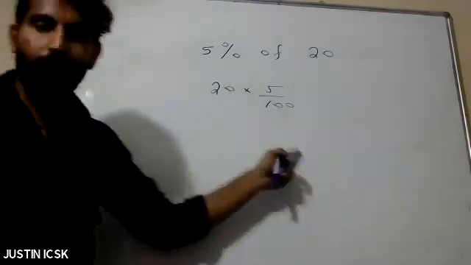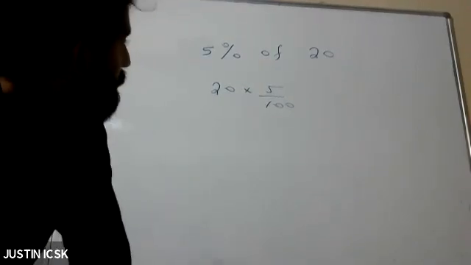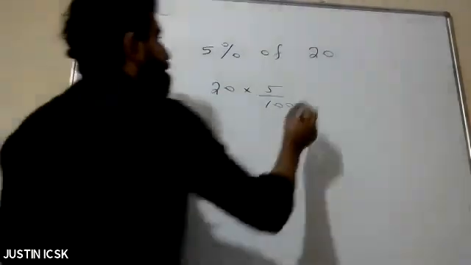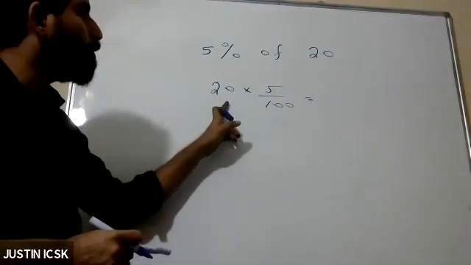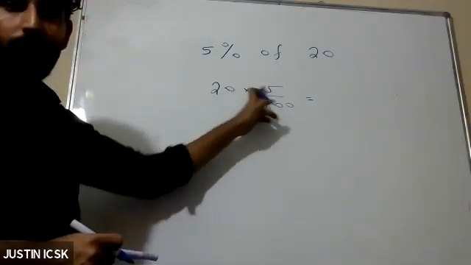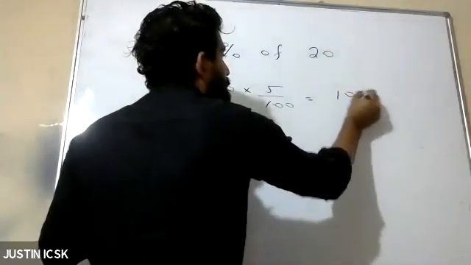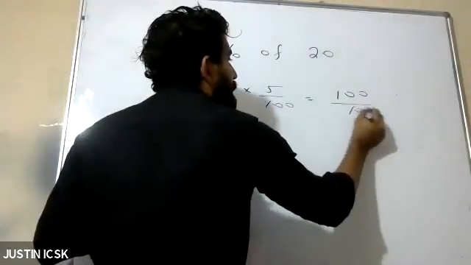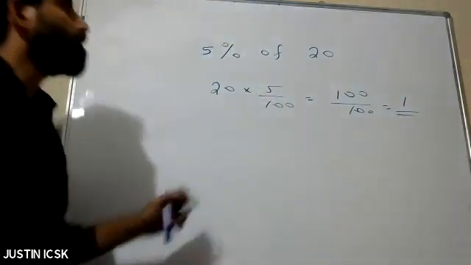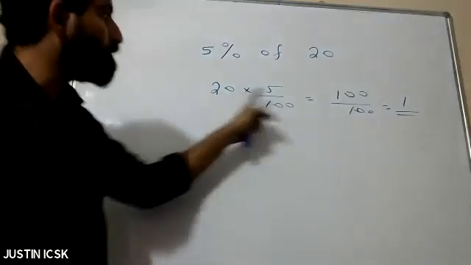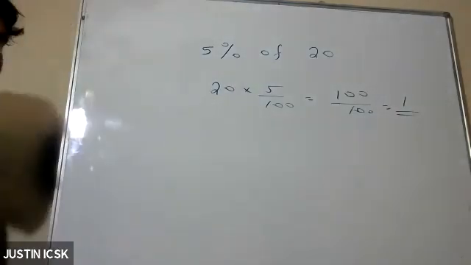So 20 into 5 by 100. This technique only we are using normally, right? We will multiply these two numbers, 20 into 5, which is 100. Then 100 divided by 100, you will get 1. So 5% of 20, the answer is 1. So these two numbers multiply and you divide by 100. This is the normal technique we are using.